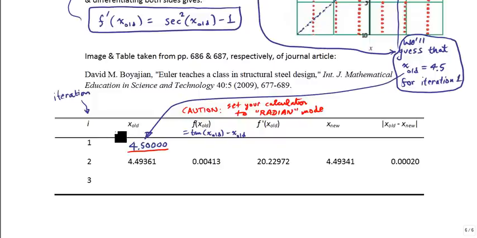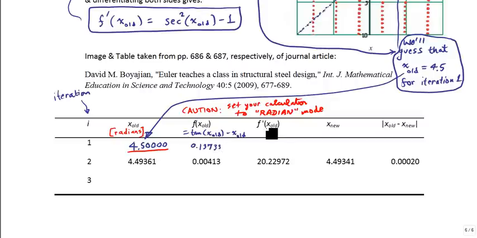Let me write this over here. So x sub old is in radians. If you do that in your calculators, go ahead and stick in 4.5 in here, and then take the argument is 4.5, so take tangent of that and then subtract 4.5 from that. You're going to get a value 0.13733.